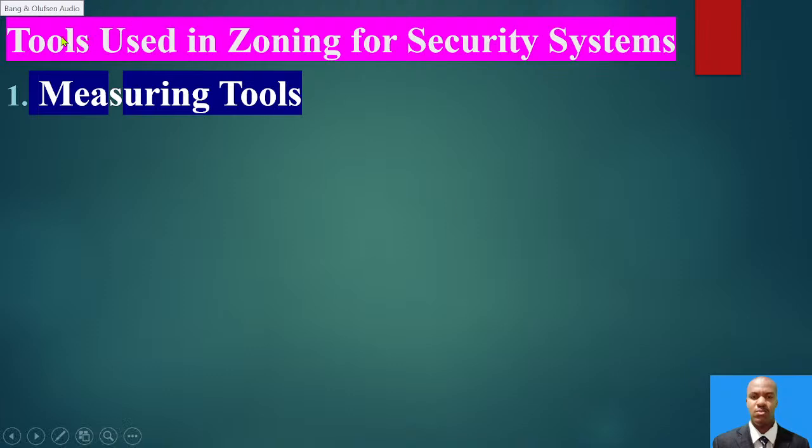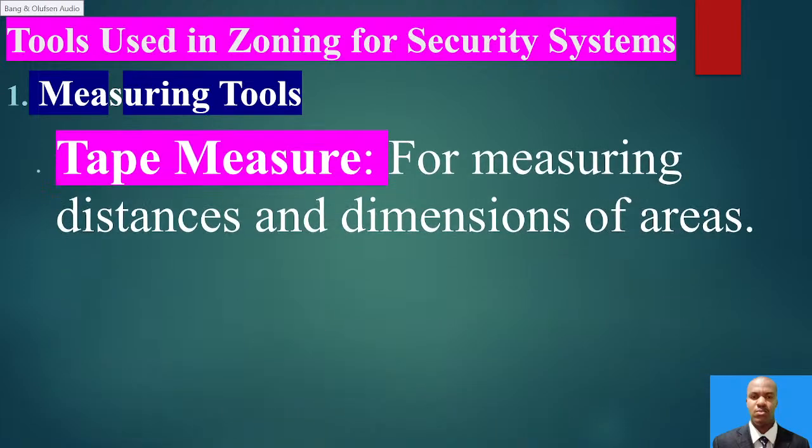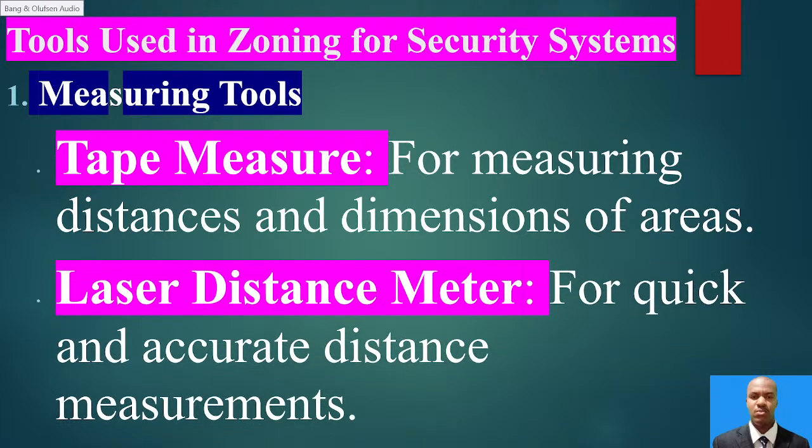Now, the other thing was tools used in zoning for security systems. We have the first one as the measuring tools. These are tools used to measure distances, maybe angles. So you have the tape measure for measuring distance and dimensions of areas. Then there is the laser distance meter for quick and accurate distance measurement.